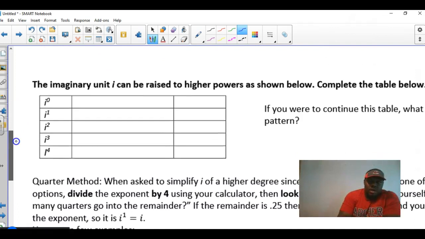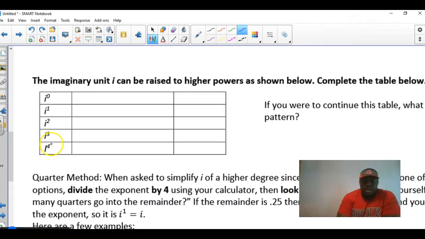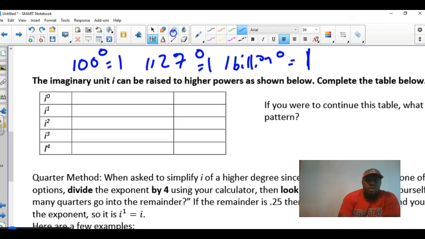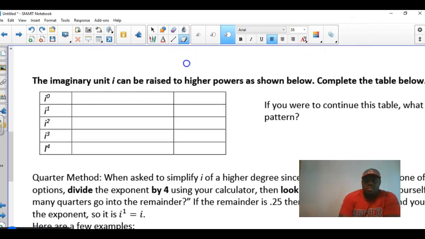Okay. Lastly, I want to talk about the imaginary numbers. i to the 0, guys. Anytime, any number, it could be 100 to the 0 power. It could be 1,127 to the 0 power. All right. It could be 1 billion to the 0 power. All those will equal 1. All right. Anything raised to the 0 power, guys, is 1. All right. So make sure you know that. That's a general math rule.